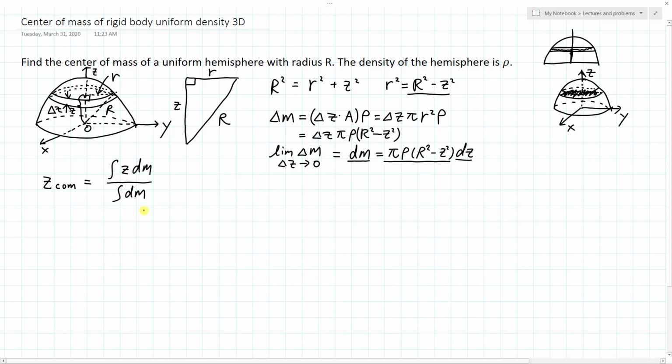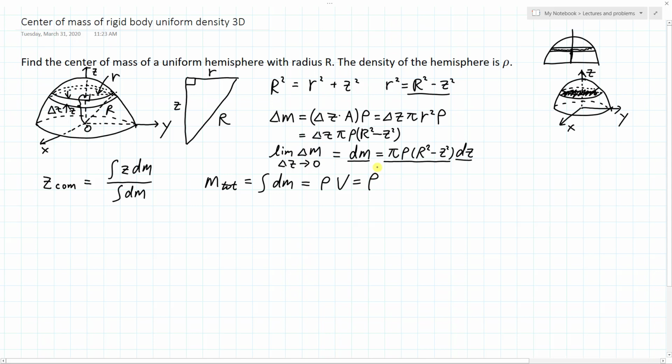For the bottom, there's a trick: the total mass of a hemisphere. If you know the total volume of a hemisphere and multiply that with the volumetric density, then you get the total mass. So you don't have to calculate this by integration, unless this is a shape you don't really know how to calculate the volume for, or the density is not a constant. Unless those situations apply, you can just find the volume and multiply it with density. So let's say total mass equals the integral of dm, which is equal to volumetric density times the volume of that hemisphere.